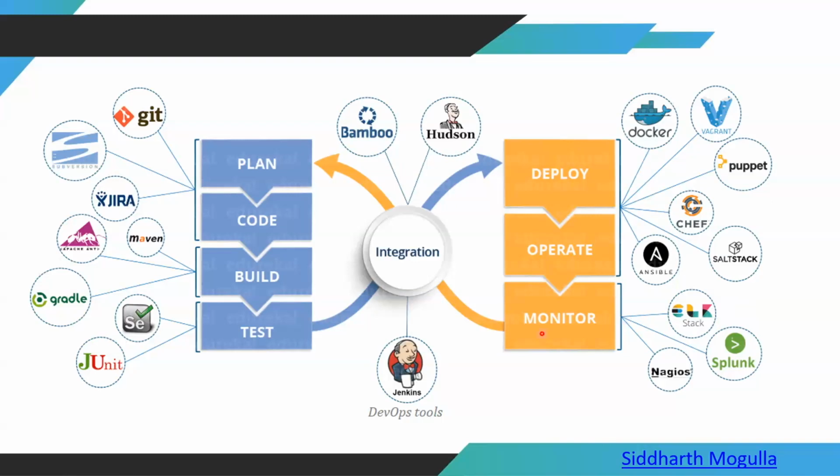Once your deployment is complete, then for the monitoring part, you'll be using Nagios, Splunk, ELK Stack, or Prometheus. For logging, these are the monitoring tools. They will monitor your cluster health, your Kubernetes pods, the CPU usage, the cluster usage, and the node health of your cluster, and all that stuff.